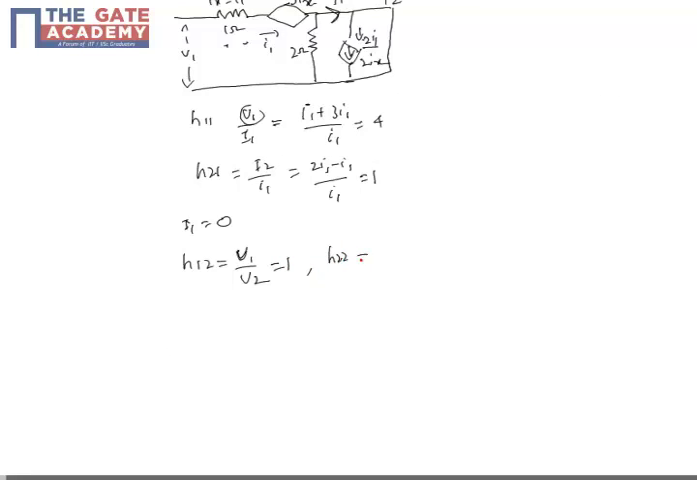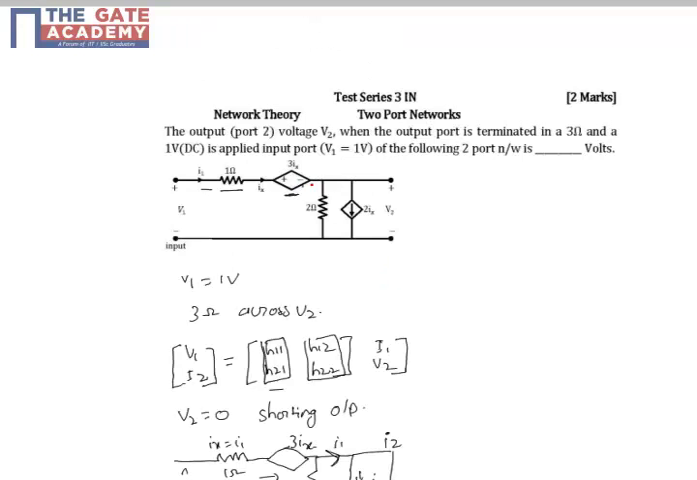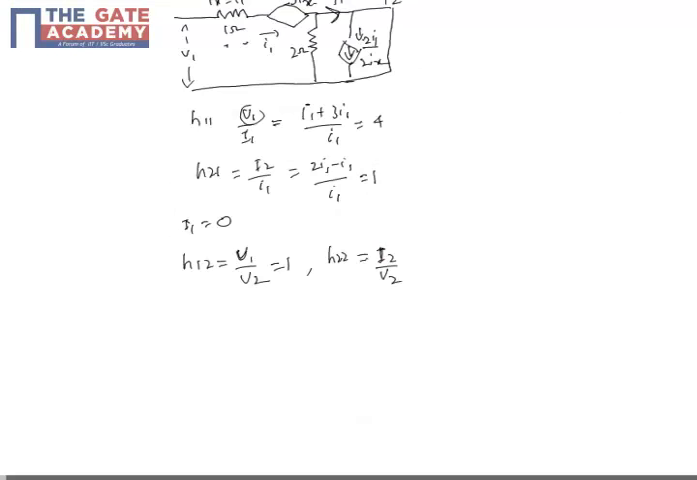H22 is equal to I2 by V2. Now I2 by V2. Okay, so this is our I2, right? So this will be passing through this. So our I2 will be V2 by 2, which means here I2 by V2 will be equal to 2 inverse, which is equal to 0.5.